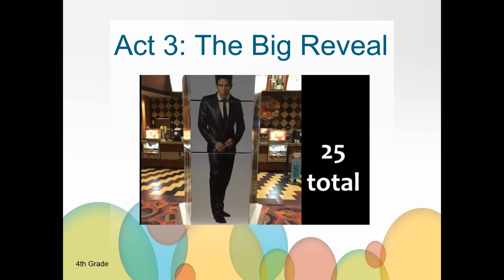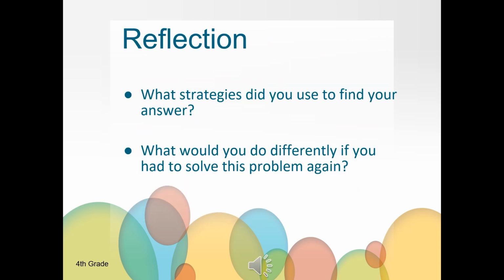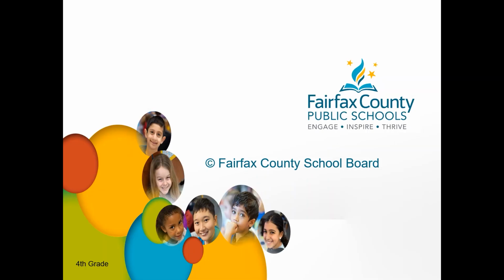Before we go, let's reflect. What strategies did you use to find the answer? What would you do differently if you had to solve this problem again? In today's episode of Math Matters, we learned about how to find all the possible outcomes for an event. How many different outcomes or outfits could you make if you chose your 2 favorite shirts and your 3 favorite bottoms?